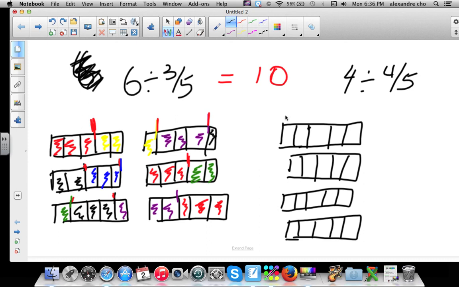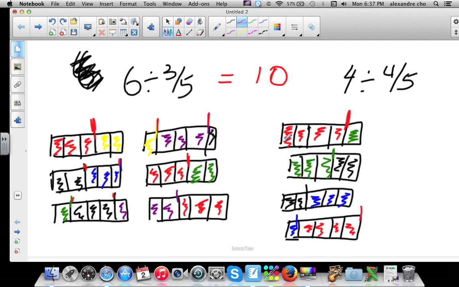Okay, so let's choose red. Break this into 4/5. So this is 1/5, 2/5, 3/5, 4/5. You're going to make one piece. That's 4/5. Change colors. 1/5, 2/5, 3/5, 4/5. That's another piece right there. 1/5, 2/5, 3/5, 4/5. That's another piece. 1/5, 2/5, 3/5, 4/5. Okay. And it seems like I'm going to fit one more. 1/5, 2/5, 3/5, 4/5.